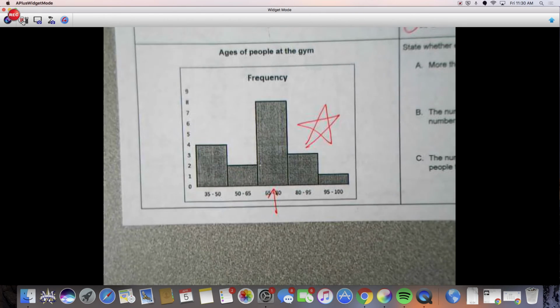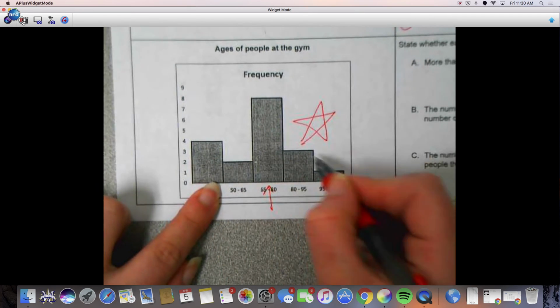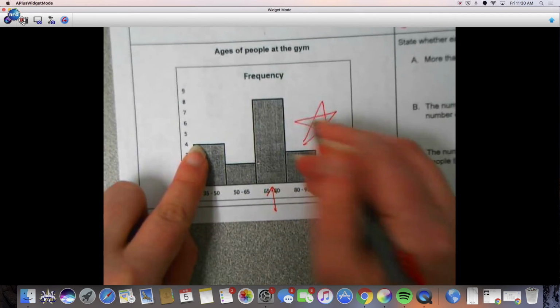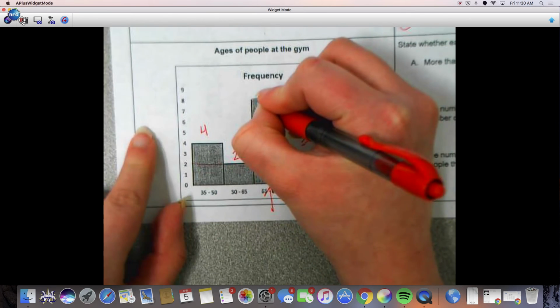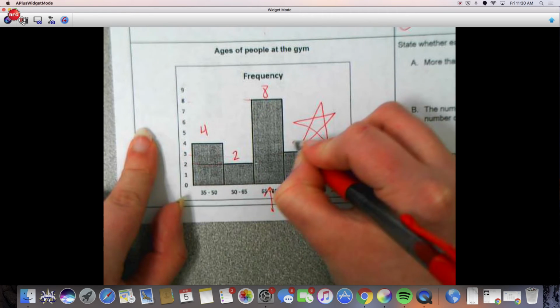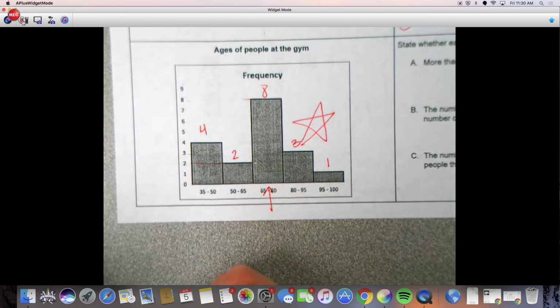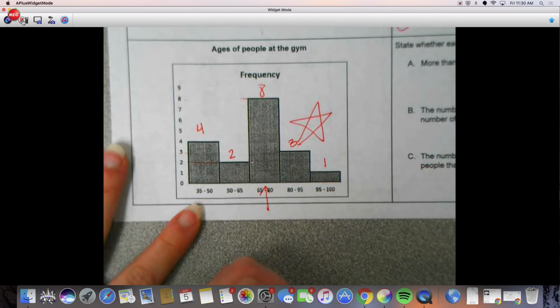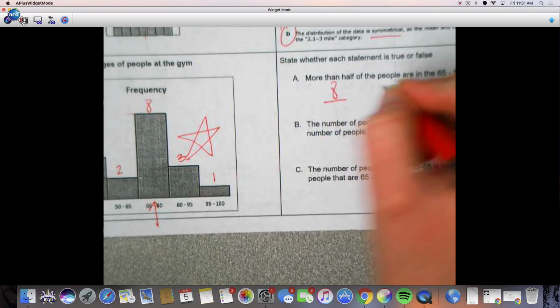So here's what I recommend you do, guys. When you get a histogram, write the number of people above each line before you start looking at questions. So this one's 4. This one's 2. This one's 8. 3. 1. We're looking at the 65 to 80 age range. There are 8 people in that age range.